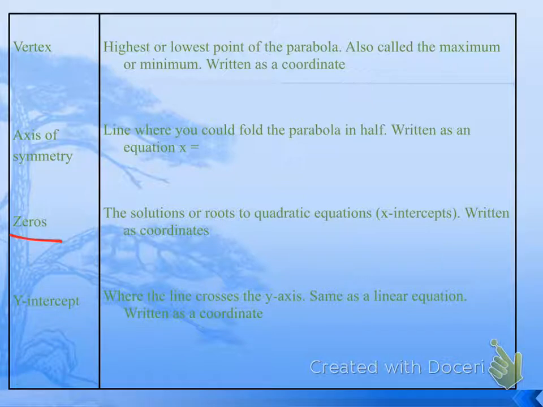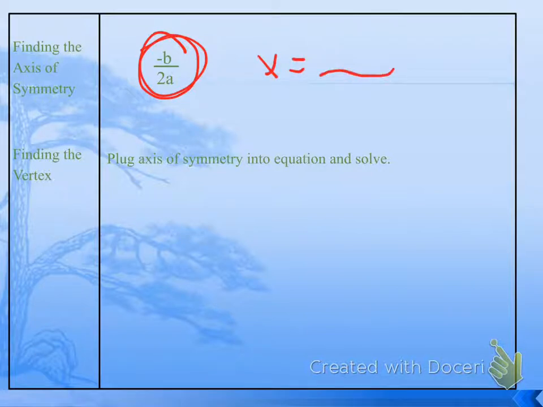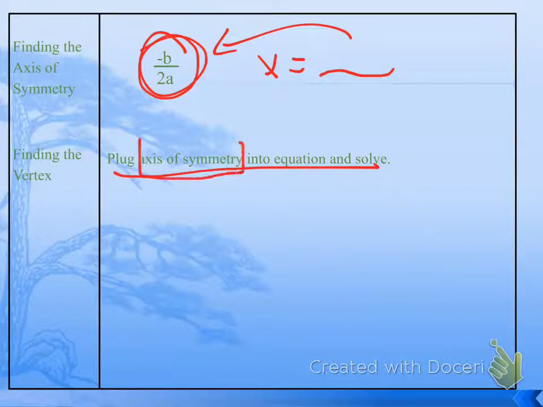Okay, next one. Okay, finding the axis of symmetry. You use this, okay, and that's going to give you the axis of symmetry. X equals whatever number that gives you. To find the vertex, you plug it in and you solve. You take this, okay, you plug it into the equation and you solve. We're going to do a couple examples in a minute. Okay, that's how you do axis of symmetry and vertex.